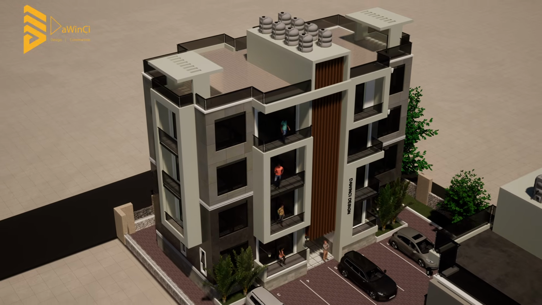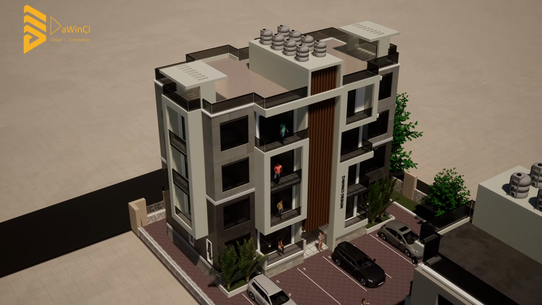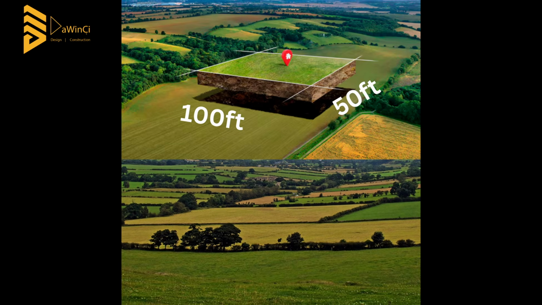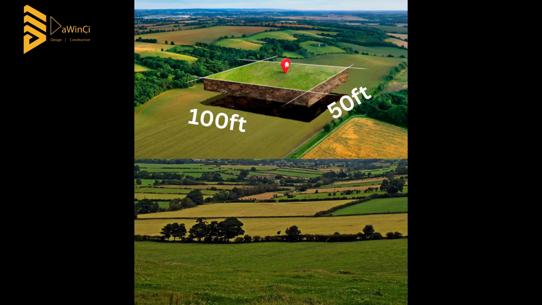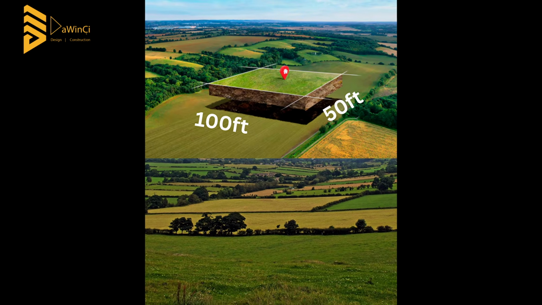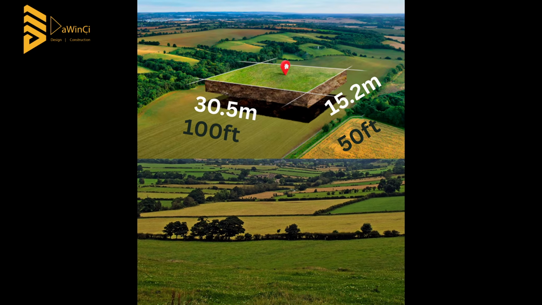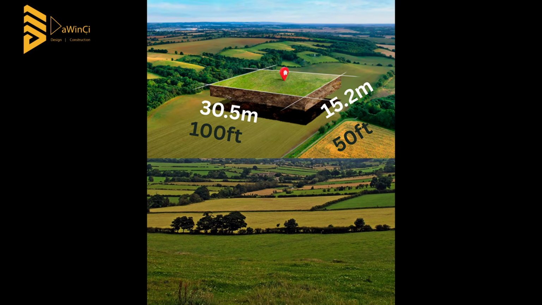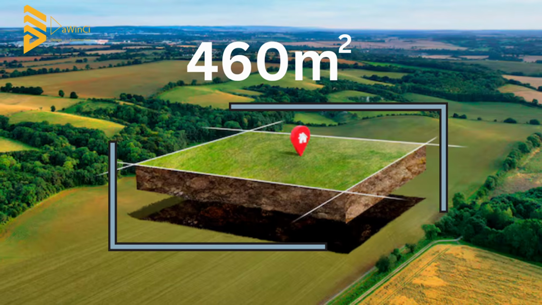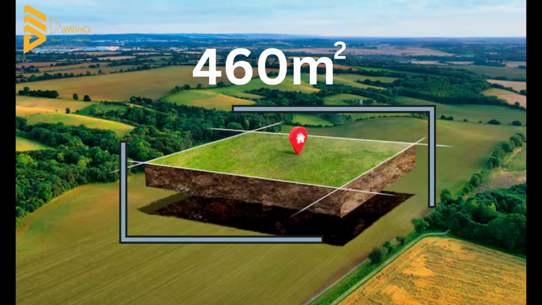Sometimes in Rwanda it's usually quantified in terms of square meters. But a 50 by 100 is actually measured in feet. So we have 50 feet and 100 feet, which translates in meters to 15.2 meters by about 30.5 meters. So in total it's going to be about 460 square meters.